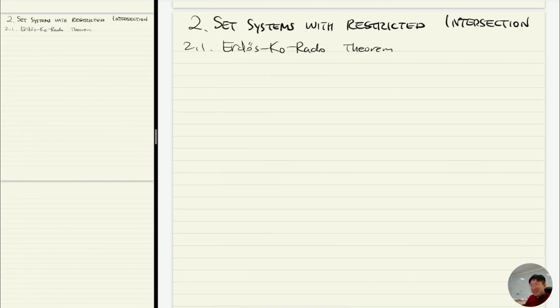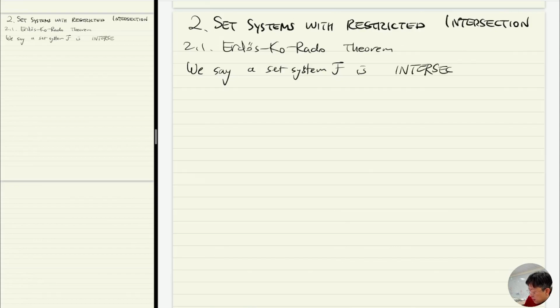Sometimes union, but intersections, right? So we say a set system F is intersecting if X intersection Y is non-empty for all X, Y in F.